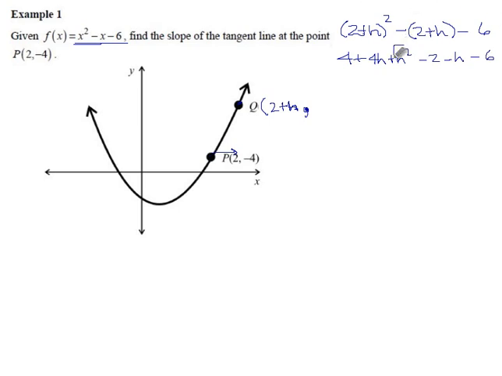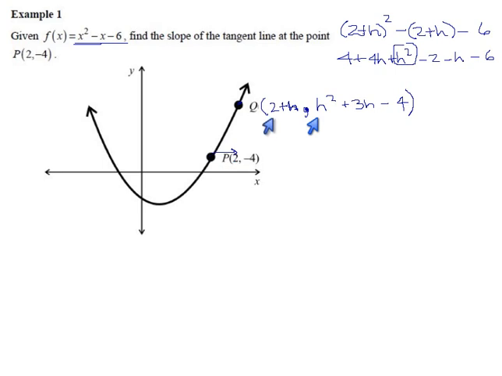And when we clean all that up, h squared plus 4h's minus an h is plus 3h. And 4 minus 2 is 2, minus 6 is minus 4. That's our y value. I'm just going to take that text and scoot it over here. That is our y coordinate. Fair enough? This isn't nice, but it's true.